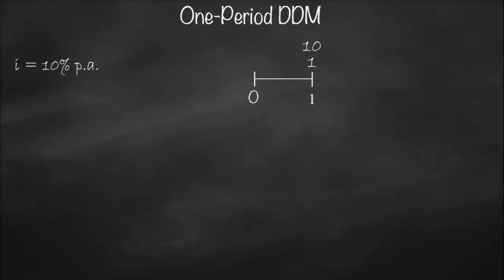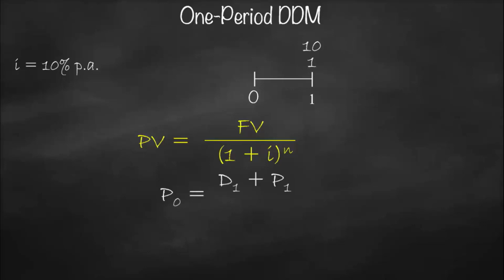So we need to use the present value of all future cash flows we receive, which means we need to get the present value of the dividend after 1 year and the present value of the share price after 1 year. Therefore, which formula are we going to use? We will use the present value of a single cash flow, which is present value equals future value divided by open bracket 1 plus interest rate close bracket to the power n. So we'll say that the price today is equal to the dividend in year 1 plus the price in year 1, divided by open bracket 1 plus interest rate close bracket to the power 1.